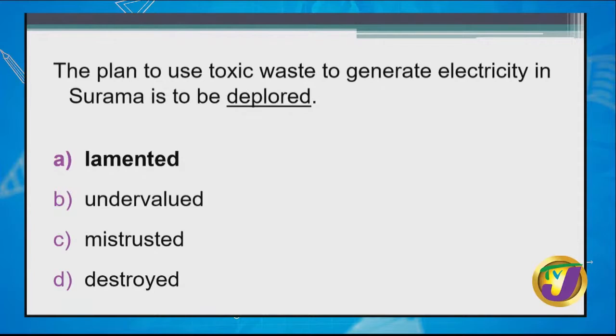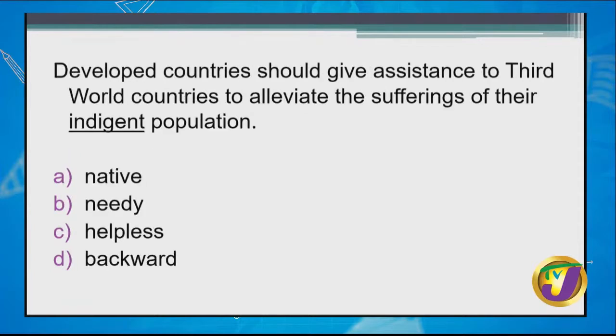All right. Our next sentence. Developed countries should give assistance to third world countries to alleviate the sufferings of their indigent population. Indigent. Please do not mix it up with indigenous. Indigent. So developed countries should give assistance to third world countries to alleviate the sufferings of their indigent population.